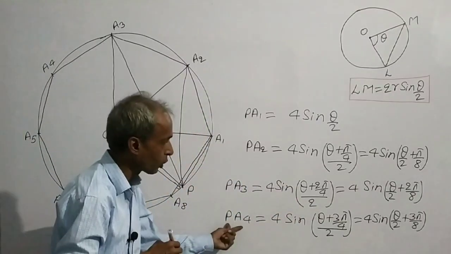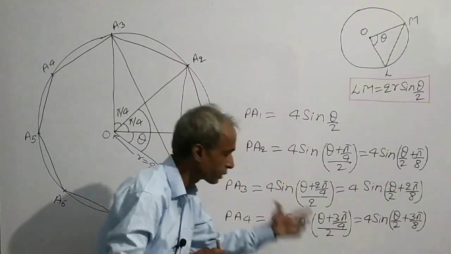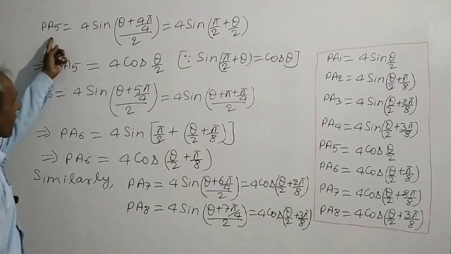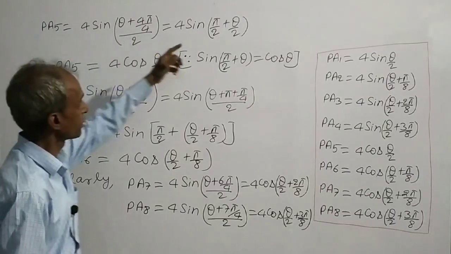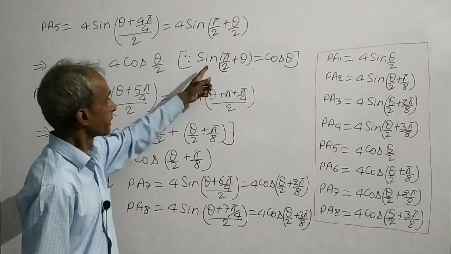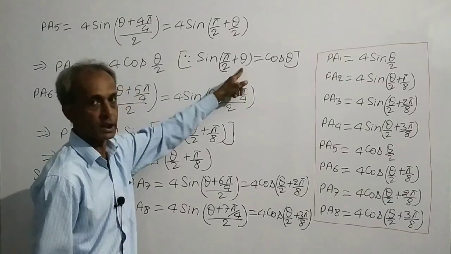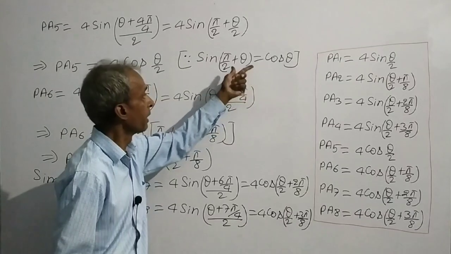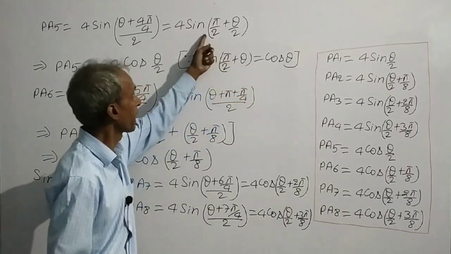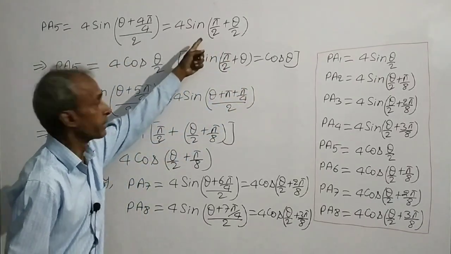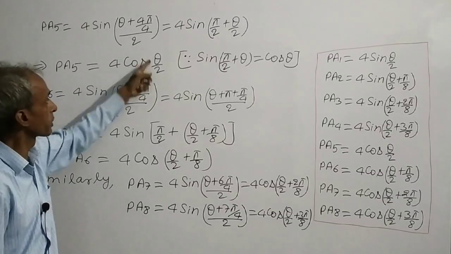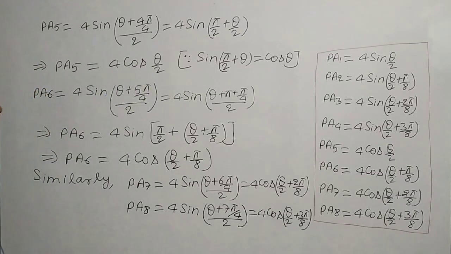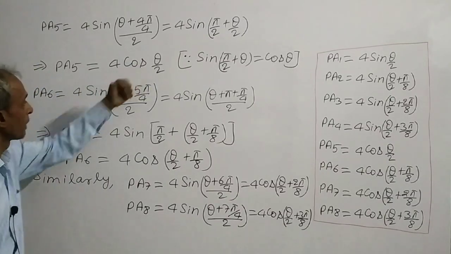Similarly, PA4 will be equal to this. PA5 is equal to this, that is equal to this. Sin pi by 2 plus theta is equal to cos theta. This is the formula. When we use this formula here, then this can be written as cos theta by 2. Therefore, PA5 is equal to this.